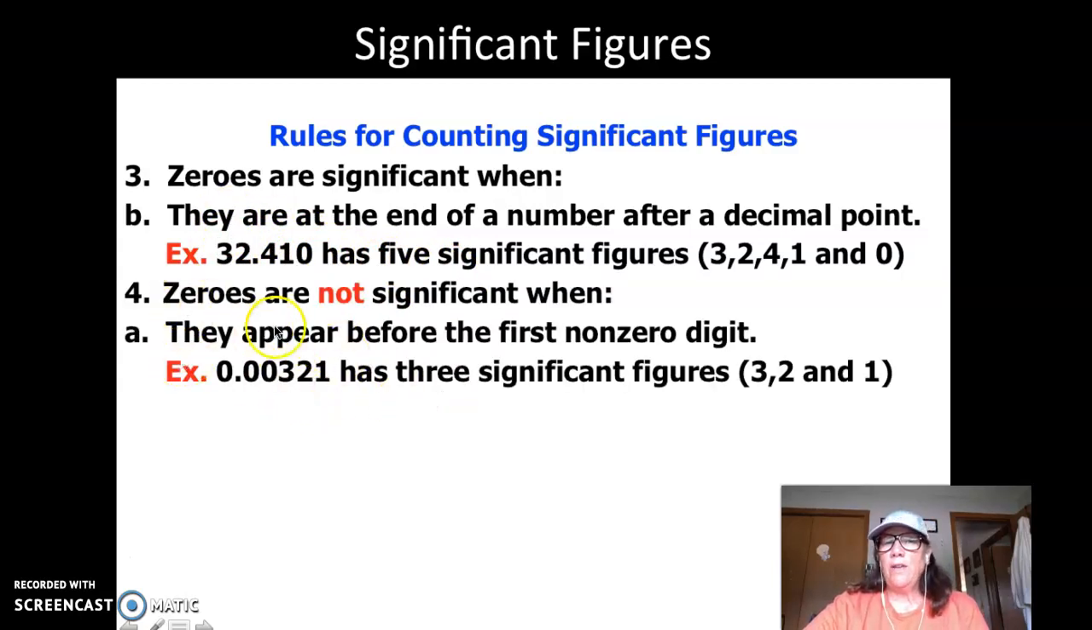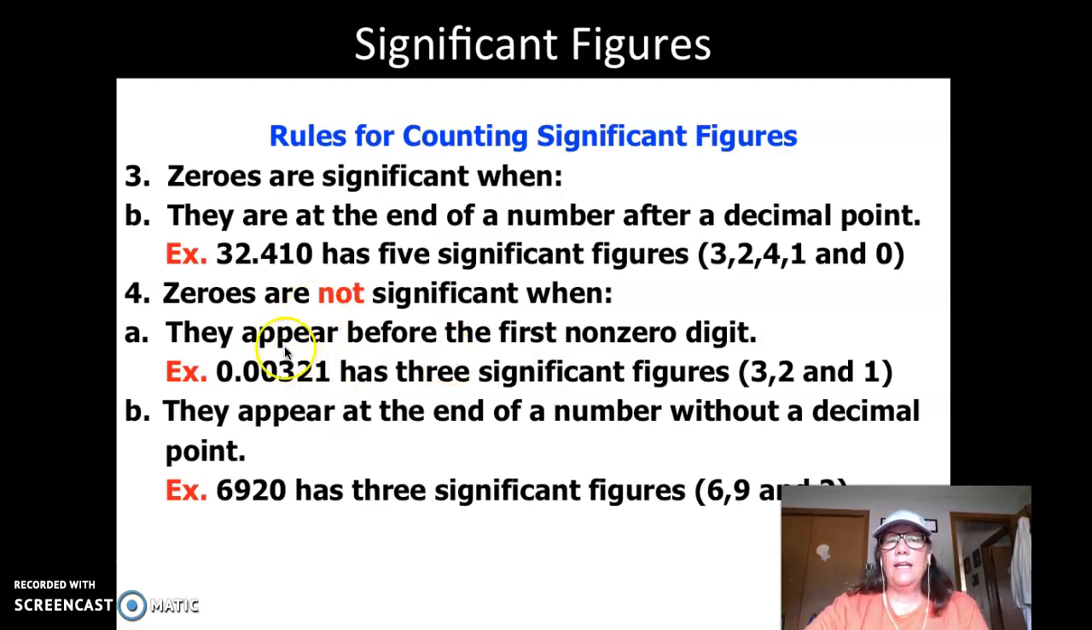When you have a number less than 1, until you get to a non-zero number, like these 3 zeros, they're just placeholders. They're not significant. These 3 are. And if I put any zeros after, they would be significant, because why would I write them? And then if zeros appear at the end of a number without a decimal, like right here, 6,920, there's no decimal here. Adding a decimal says I measured and it just fell right on there. But if I don't write a decimal, it means that was kind of an estimation. So there's only 3 significant figures in here. That 0 doesn't count.